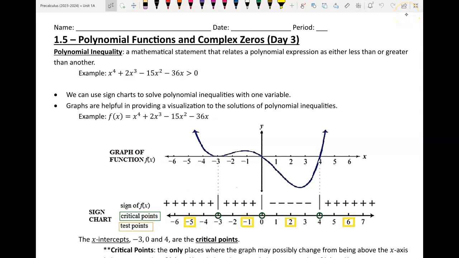In this video, we're going to be looking at 1.5 Polynomial Functions and Complex Zeros, Day 3. The main thing that we're going to be looking at and investigating today is going to be polynomial inequalities.